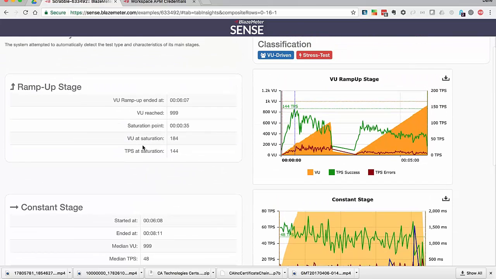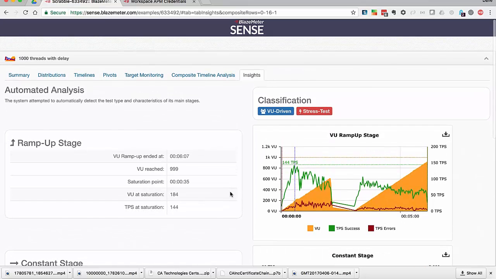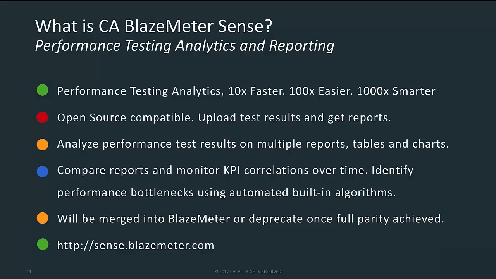And notice here, the virtual users to saturation was 184 users. If you notice here, the first error was here, but the system knows that right about here the response time spiked, and so this was where saturation had occurred. So helping you to make some of these conclusions a little more quickly, that's one of the roles of BlazeMeter Sense.